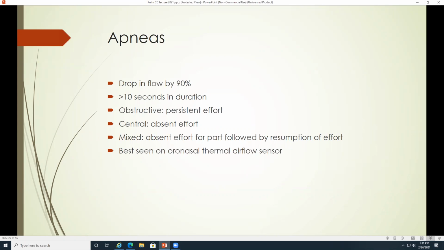For apneas, these are best seen on the oral nasal thermistor. So if you have both a pressure sensor and a thermistor, and the pressure is flat, but the thermistor is still full 100%, you can't call that an apnea because the patient's still breathing, but the nasal pressure may not be picking it up because they might be mouth breathing or something.